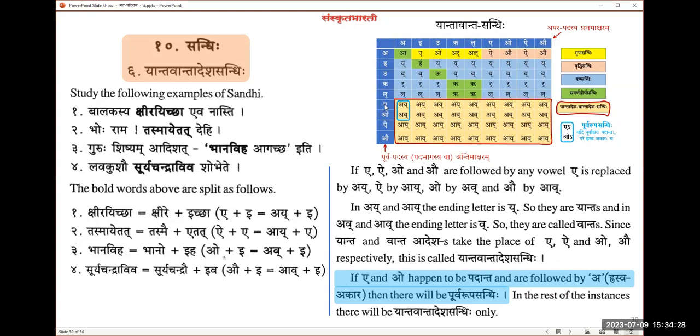So Kshire Icha, Kshire Icha, Kshira Icha. This one activates. Okay, thank you. Now, what is not said here yet is what is Purva Rupa Sandhi?